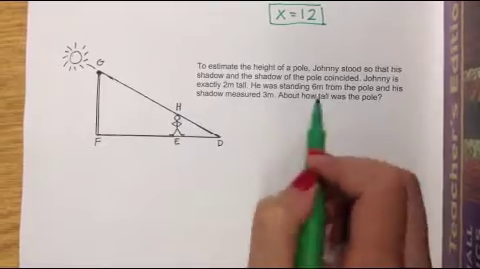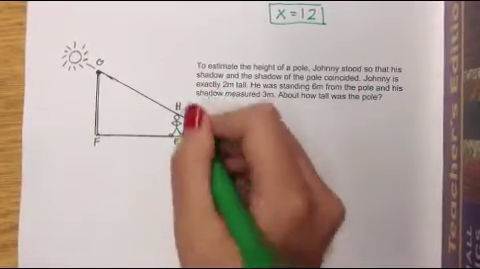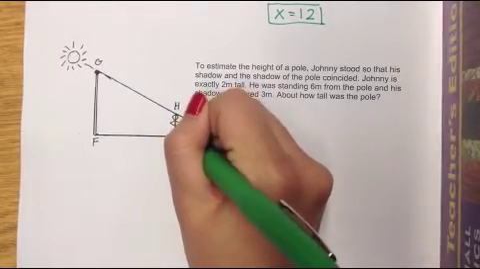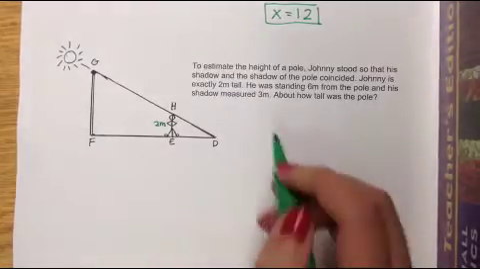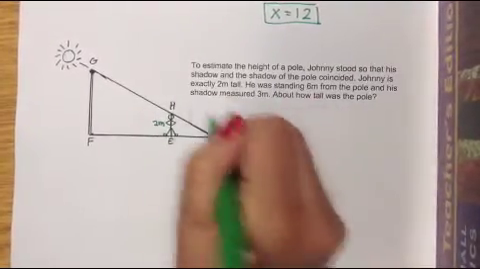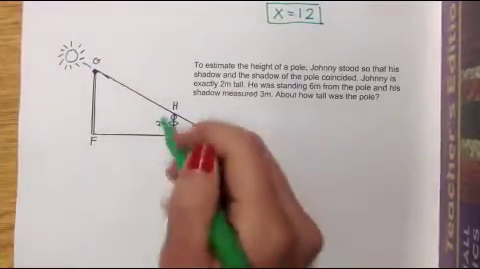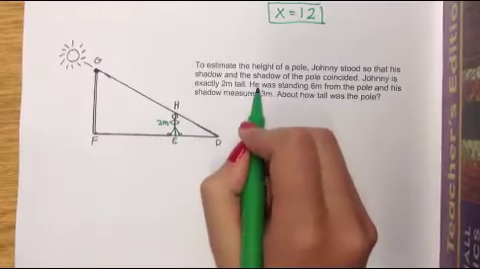So let's look at the given information. It says Johnny is exactly 2 meters tall. So head to toe, we'll write 2 meters here. So in general, whenever you have a word problem, I highly suggest you draw the diagram and record all the information that's given to us. Okay? So here you go.